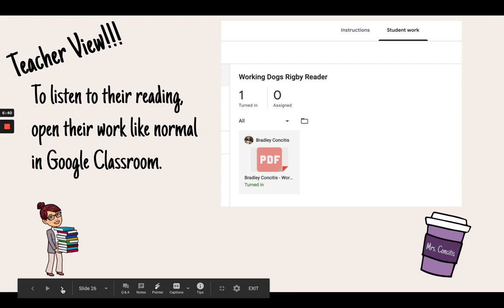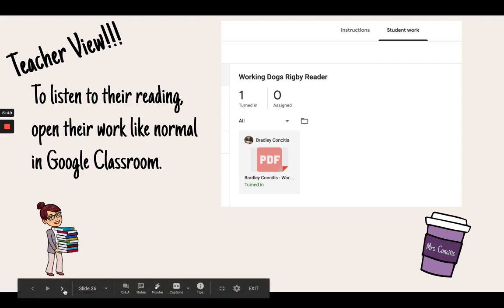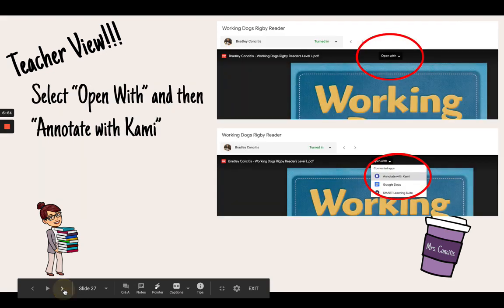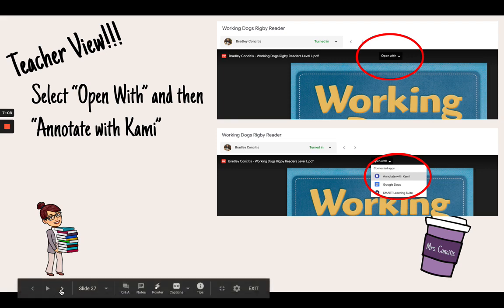Now for the teacher, you want to go and listen to their reading. So you as the teacher are going to open up their student work like you normally do in Google Classroom for a regular assignment. When you open up their document, at the top in the middle is going to be this button that says Open With, and then a drop-down menu will open up if you select it. You want to select to open it with Annotate with Cami.